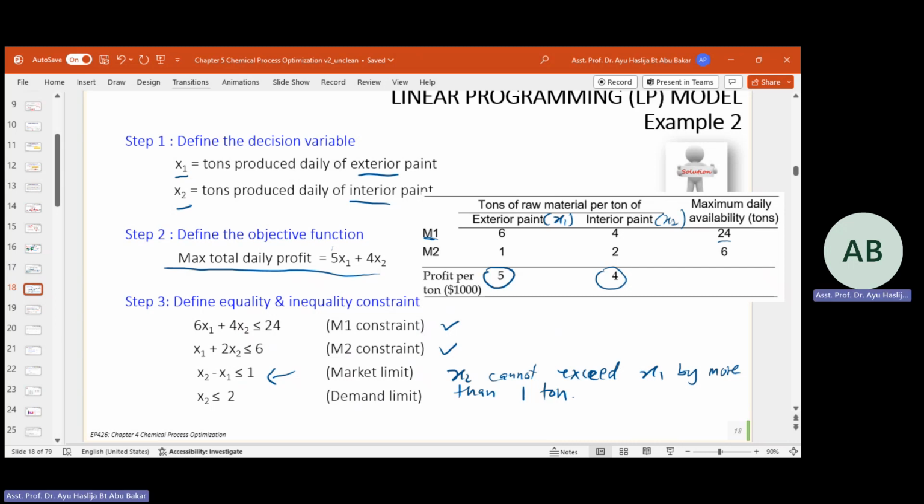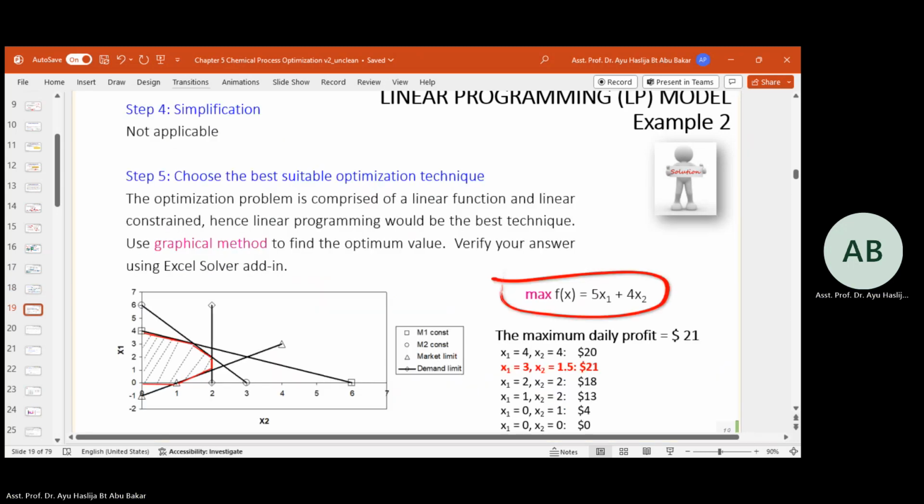Up to here, any question? To identify the objective function and also the constraint. Okay. Simplification here is not applicable. Later, in the next example, you will see what it means by simplification. In this example, not applicable.